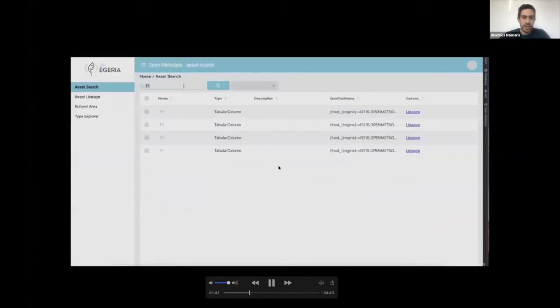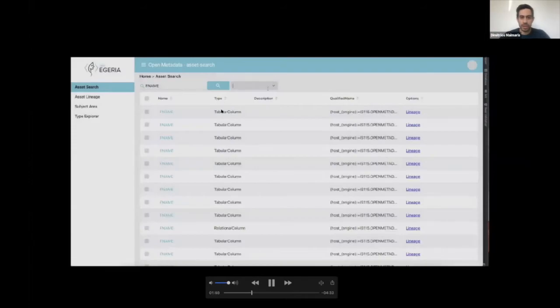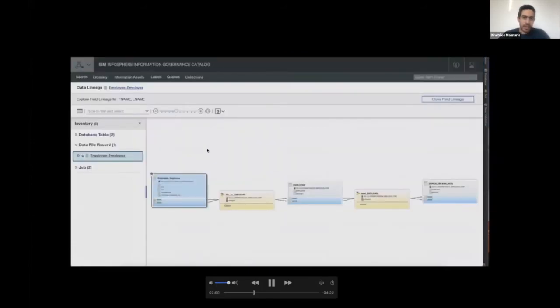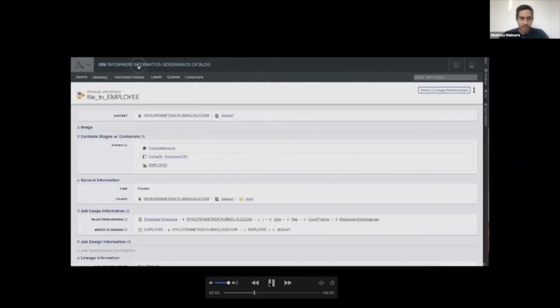So this is the Egeria UI. It's pretty much under development right now. So since we know the column name, we can search for it, and we say we want to see F name. So you see a lot of tabular columns. Here you can see all the open metadata types that Egeria supports, and you can search only for a specific type if you want to, so you can narrow down your search. The list is quite extensive, so we support different types. And since we know the F name, we can search for it.